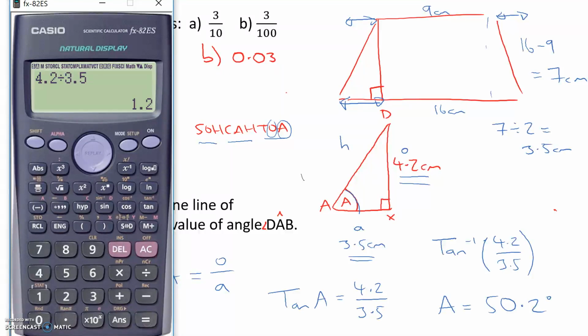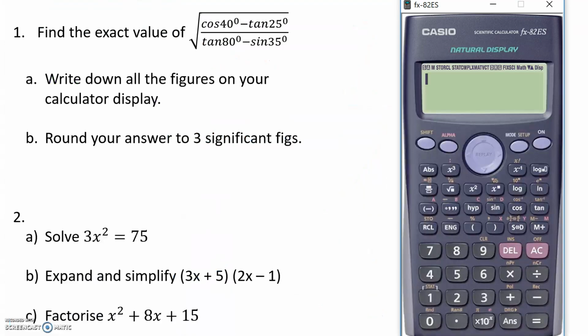If you prefer, we could have done 4.2 divided by 3.5. Right, 6/5, 1.2. That would be the tan of angle A. So what do we do from there? We inverse tan it. Shift tan of our answer. It's going to give us the same thing. Okay, but if we're finding an angle from trig, we're going to need the inverse function. Inverse sine, inverse tan, inverse cos. Okay, 50.2.